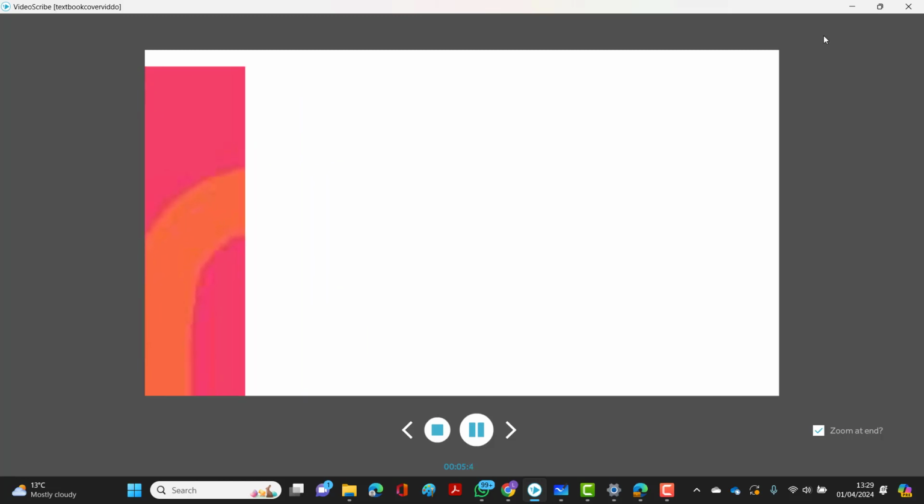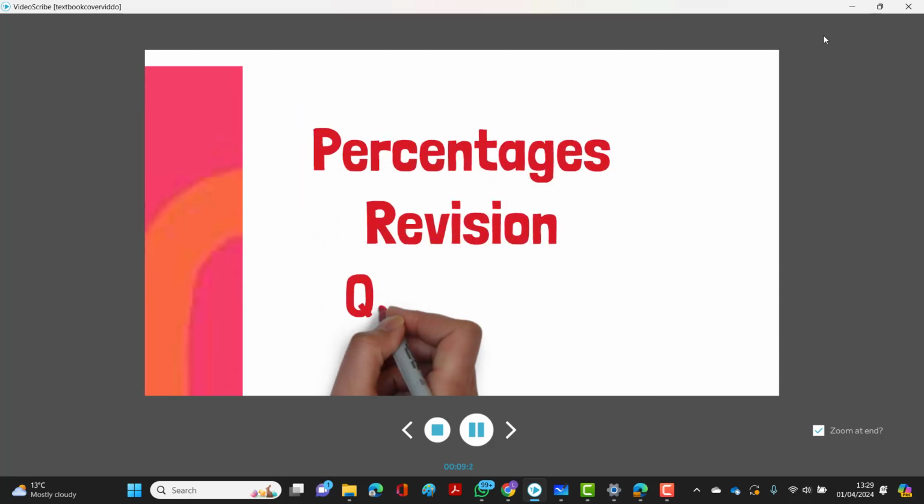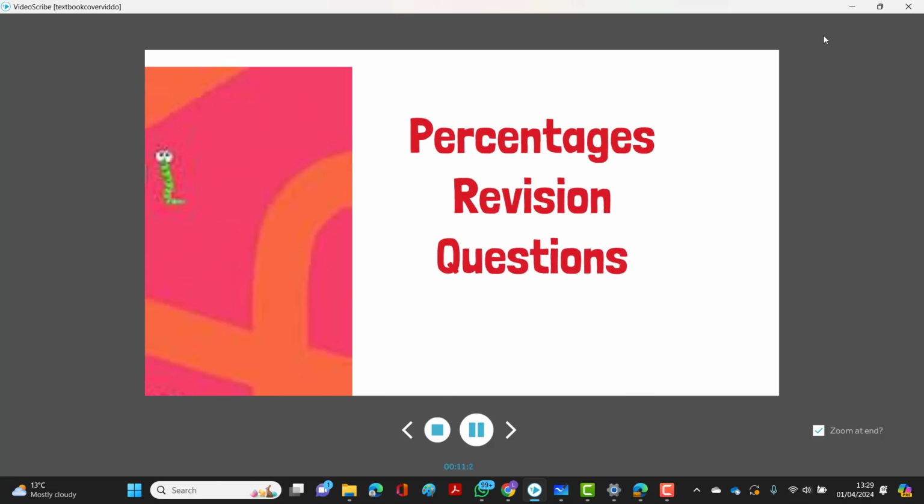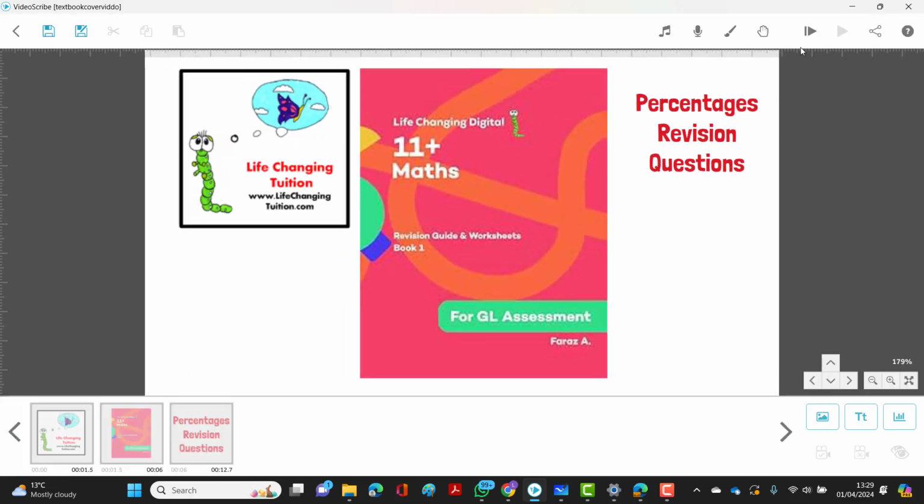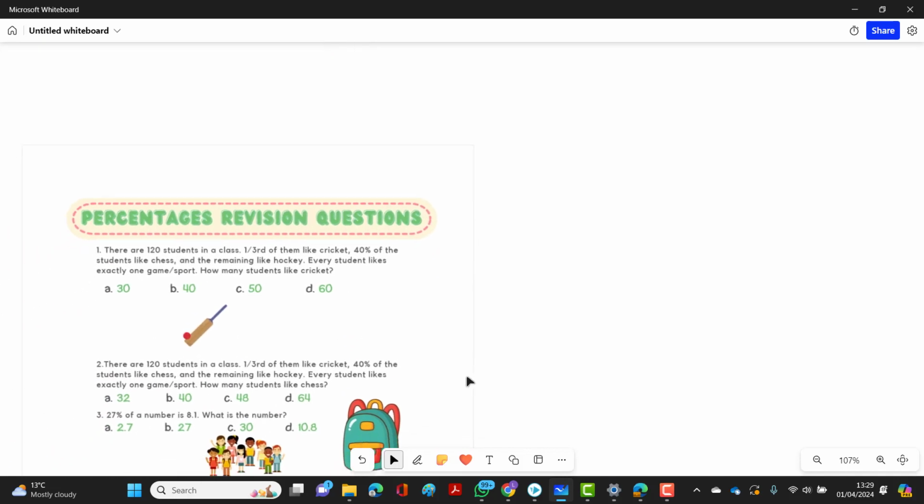Today we'll be tackling the topic of percentages, which is the third hardest topic in 11 plus for maths. So we're going through the revision questions taken from the book 11 plus maths revision guide and worksheets by Faraz A. So let's spin up the whiteboard and jump straight into it.